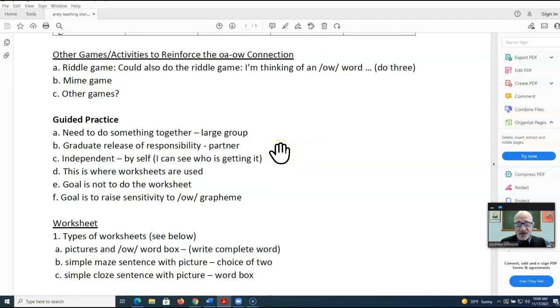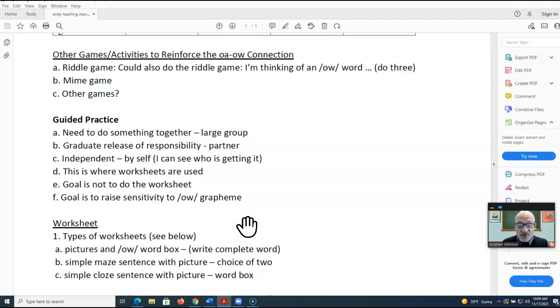You gradually release some of that structure, that scaffolding. They may do it with a partner, and then they do it individually, and I can walk around and see who is getting it and who is not. This is where worksheets are used. There's nothing wrong with a worksheet. Worksheets can be effective tools. Any tool's effectiveness is determined by how it is used. But again, the goal is not to do the worksheet. The goal is to raise sensitivity to the OW grapheme, to strengthen those neural pathways.